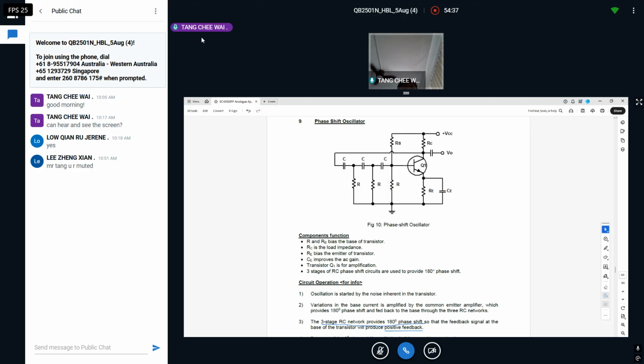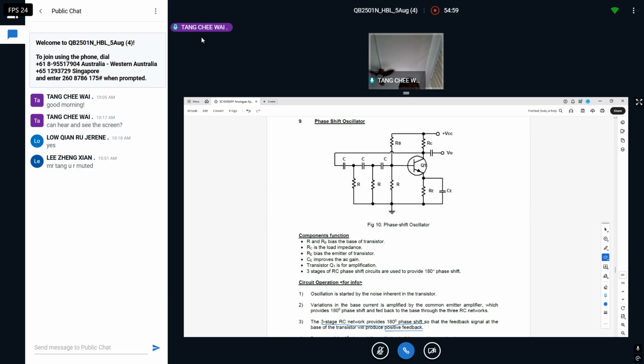Okay. We are going to the second type of oscillator. Here we call it a phase shift oscillator. Sometimes you also call it an RC oscillator, because of some components that you see in this circuit. We run through the components in the circuit first, same thing as usual.